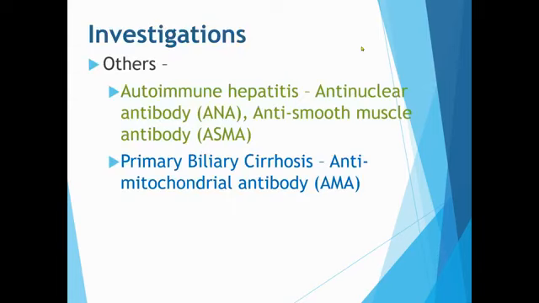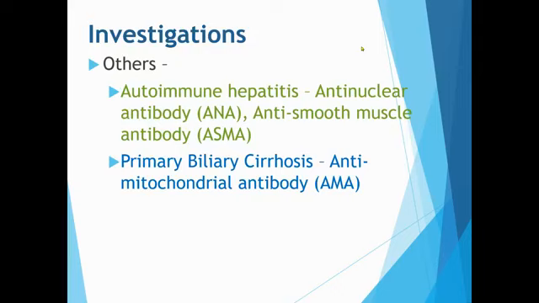There are some special investigations that are not done in all patients, only in suspected cases. Like if you suspect that this person has autoimmune hepatitis, then you can go for anti-nuclear antibody and anti-smooth muscle antibody. On the other hand, if you suspect this patient has primary biliary cirrhosis, then you can go for anti-mitochondrial antibody. These are special tests I mentioned, not done in all cases, only in suspected cases.